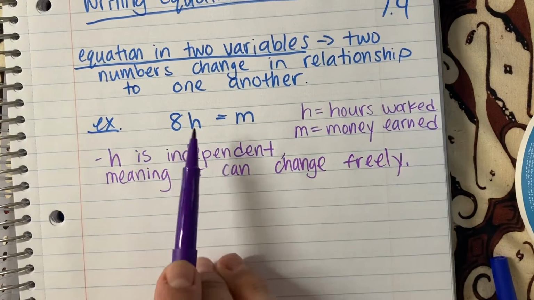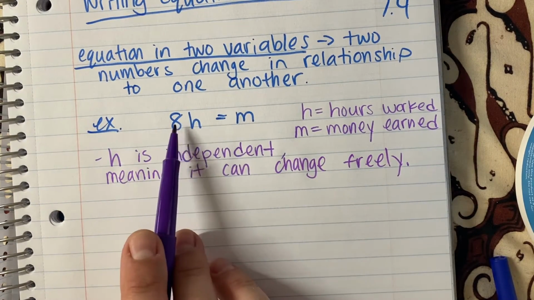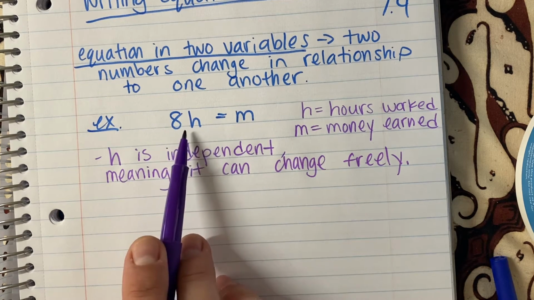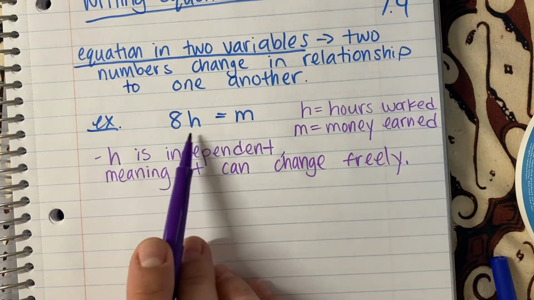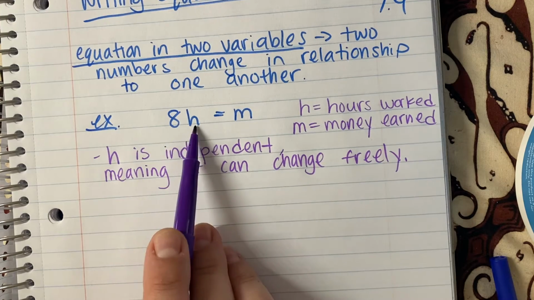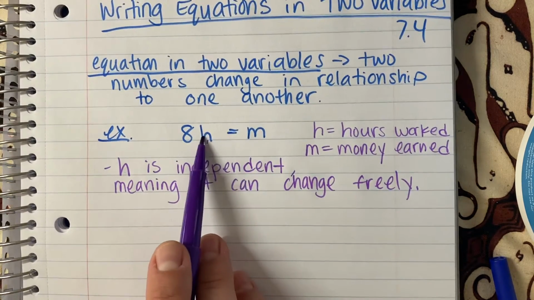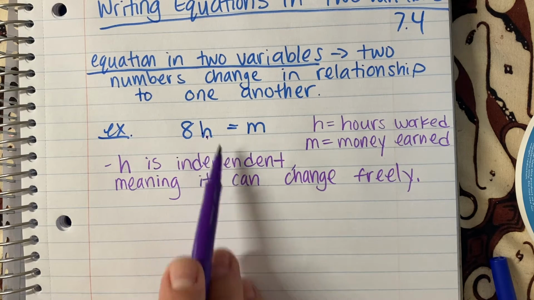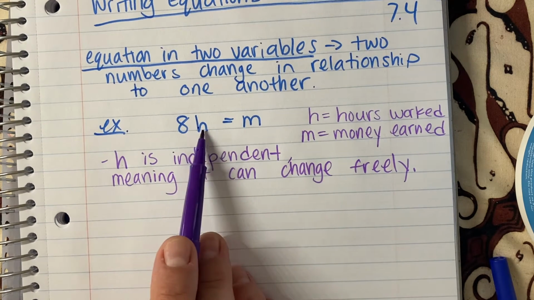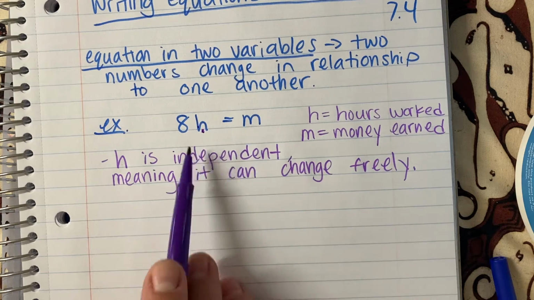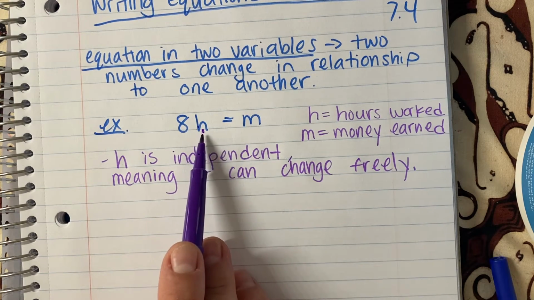So what I mean by that is, of course, you and I make $8 an hour. This is just an example. And the number of hours we work changes, right? Maybe one week we work 10 hours, one week we work 50 hours. So our hours change. Okay, it's on its own. Our hours change depending on what the job needs.